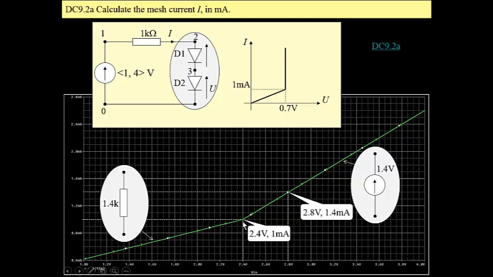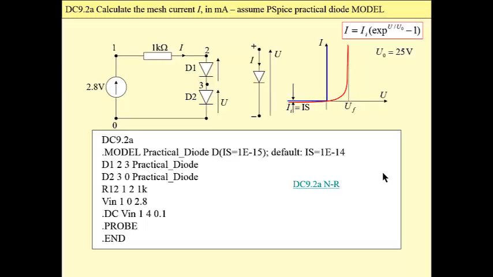As we can see, a breaking point for this circuit is at 2.4 volt. We are changing this input voltage from 1 to 4, and at 2.4 we have a breaking point. Below, these two elements are replaced by a resistor, and above by a voltage source as we have calculated before: a 1.4 kilo ohm resistor and a 1.4 volt voltage source.